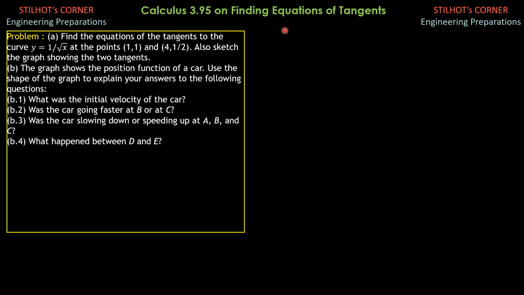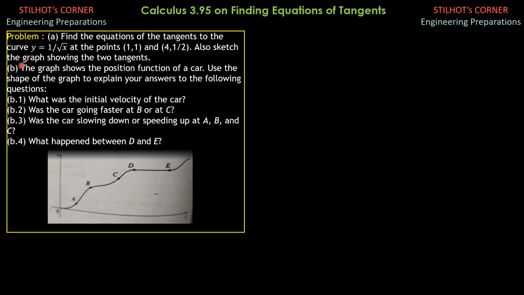So the graph would be, if this is the y-axis, as shown, and it approaches the x-axis when x approaches positive infinity. And this is the graph or figure for part B. We will have that later after I discuss the solution to part A.